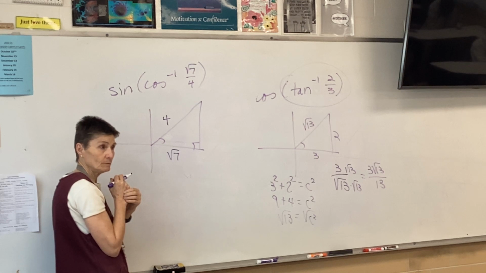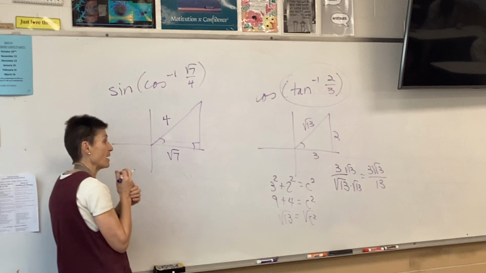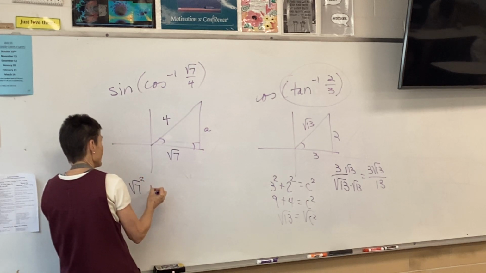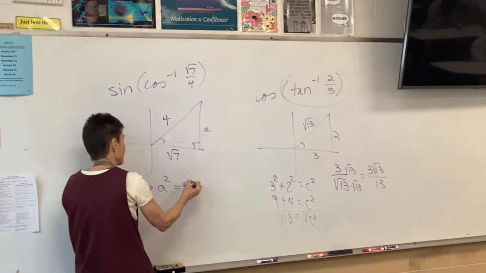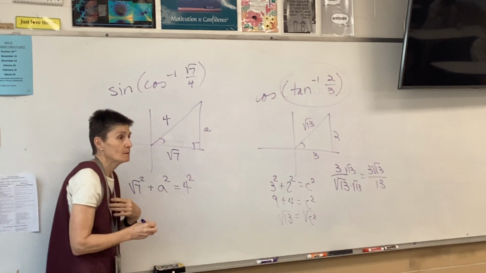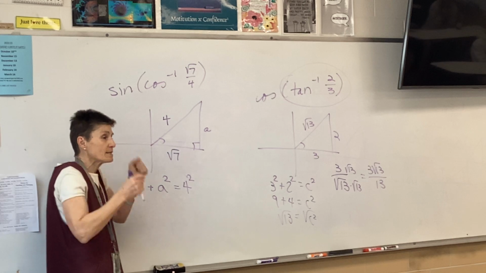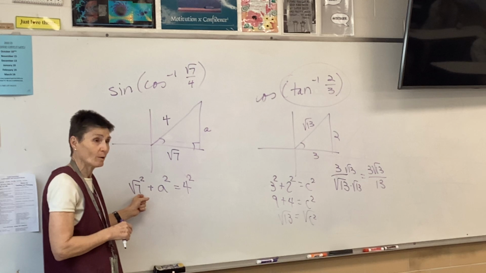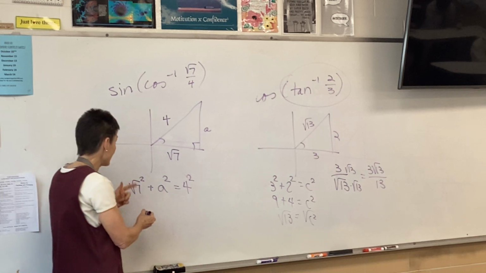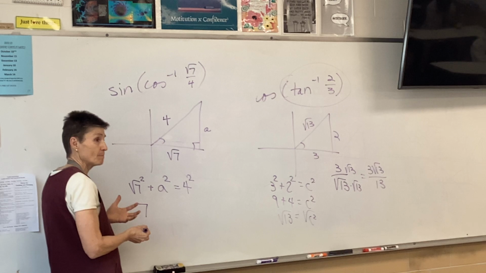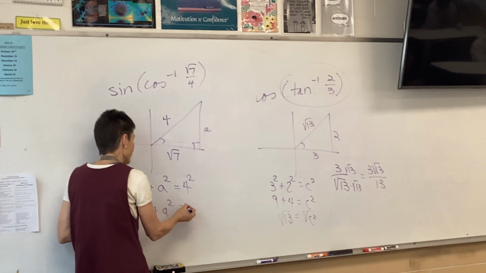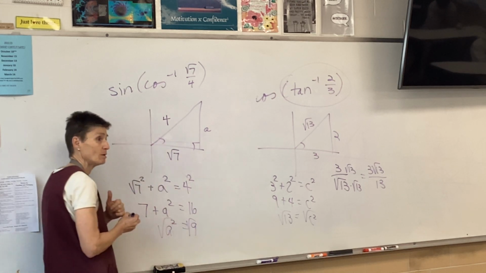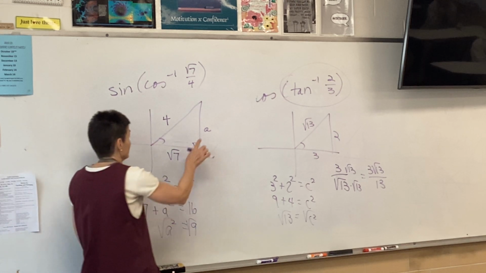And then what do I have to do? Pythagorean theorem, so I'll call it A. So root 7 squared plus A squared equals 4 squared. Do not, kids, this is so simple, don't let it confuse you. What happens when you square a square root? It's gone. So we end up with 7, plain 7. Plus a squared equals 16, so a squared equals 9, and it looks like a is going to equal 3.